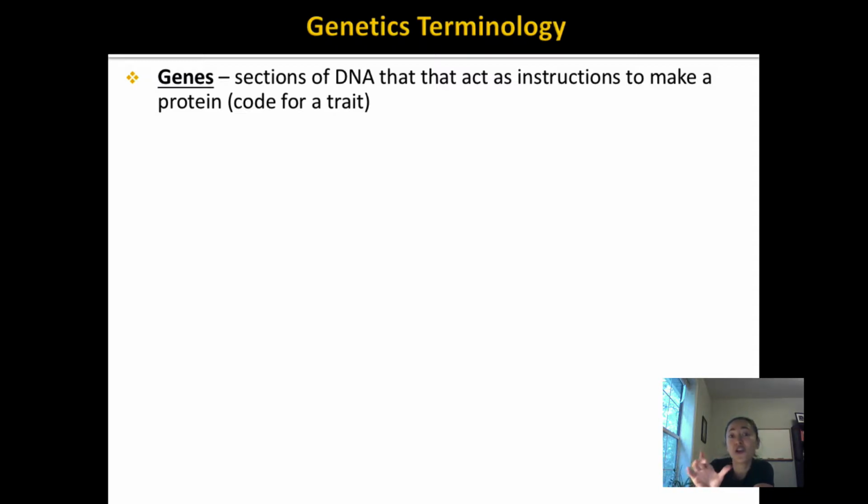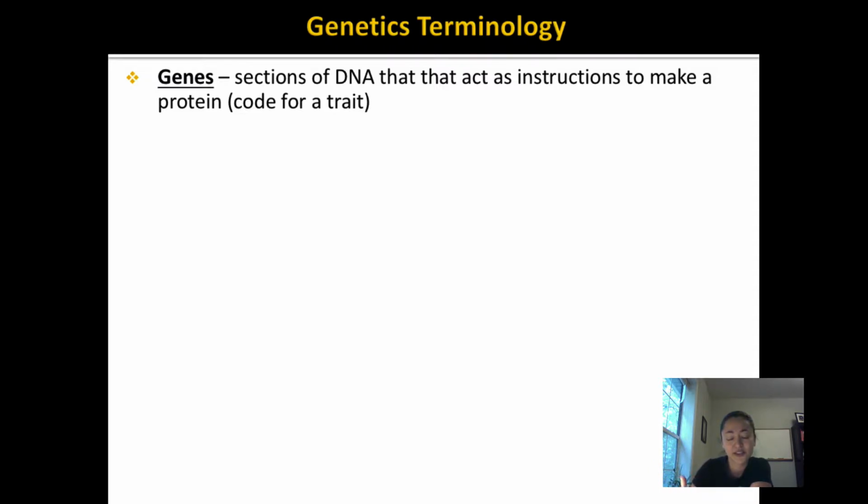This protein could cause a disease, or maybe there's a gene that has a mutation so that you can't make a protein, and this may also lead to a disease. Okay? So it's these genes that are controlling for these proteins that are controlling for a trait that you have, a physical characteristic.